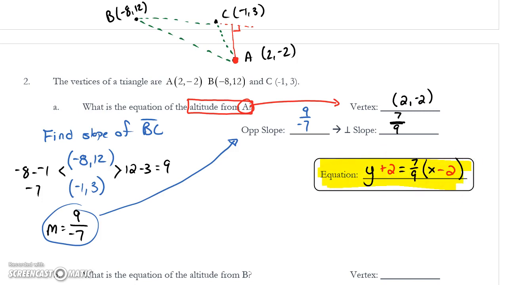So quick recap. I use the vertex as my point. I find the slope of the opposite side and take the opposite reciprocal. That gives me my point and my slope to write my equation in point-slope form.